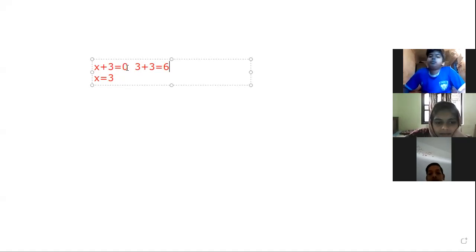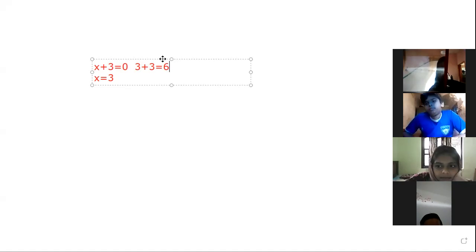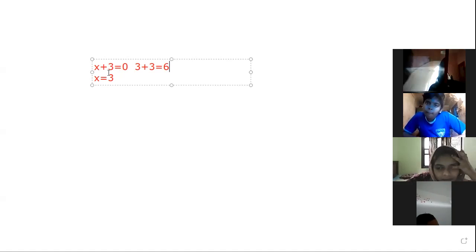x plus 3 is equal to 0 is given. But we have chosen 3 in the place of x. Then the sum becomes 6. And we know that 6 is not equal to 0. So this value of x is not satisfying. The equation is not satisfied when x is equal to 3.